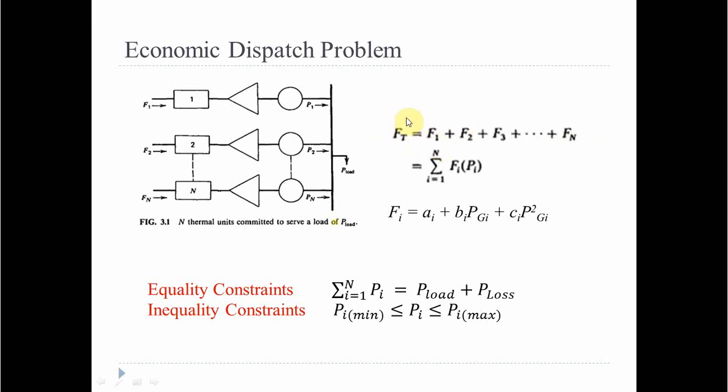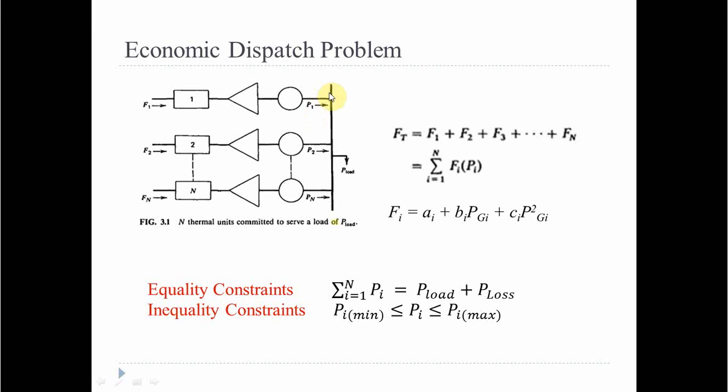and the sum of all this fuel input is taken as Ft. So I can write Ft is equal to F1 plus F2 so on till Fn, or I can also write it as summation i equal to 1 to n Fi of Pi, that is each fuel input is a function of power output. Now when you take a summation of the power output from each thermal unit, it should be equal to P load plus P loss.